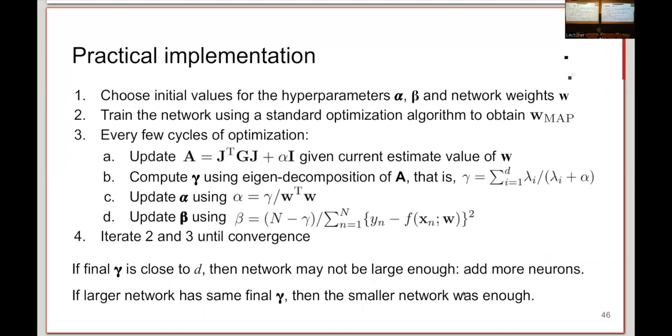Sorry, I didn't mention that. That's important. David MacKay, in his thesis, was retraining the network from scratch each time. More recent works don't really do that. They will just have some optimization method that gives you an estimate of the Hessian. Then based on that estimate of the Hessian, you will obtain gamma by doing the eigendecomposition, and then you update the hyperparameters, and then you repeat.